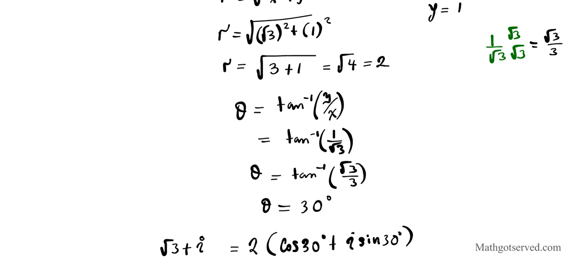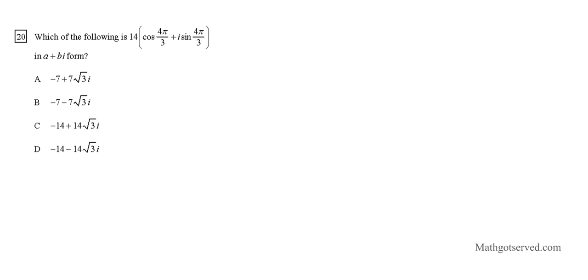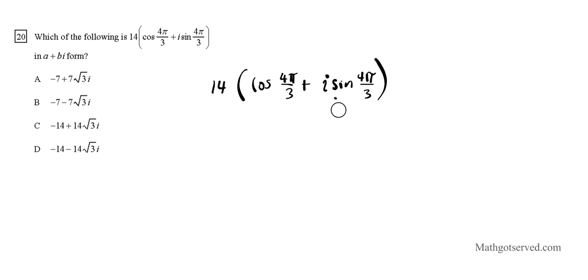Alright, let's move along to the next question, number 20. We want to convert this complex number in polar form into rectangular form. So we have 14 times cosine 4 pi over 3 plus I sine 4 pi over 3. We just simply use our chart to evaluate these trig values, and then we'll distribute 14 into both of them.